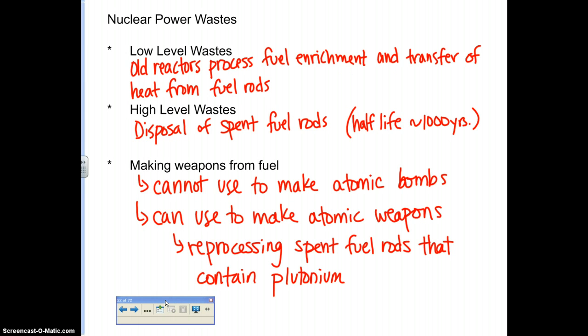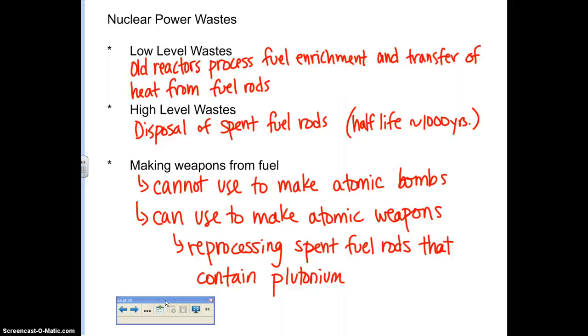Low-level waste. There's old reactors and process fuel enrichment and transfer of the heat from the fuel rods. There's high-level waste. This would be disposal of spent fuel rods. A spent fuel rod has a half-life of about 1,000 years. So it takes many, many, many years for them to be depleted.